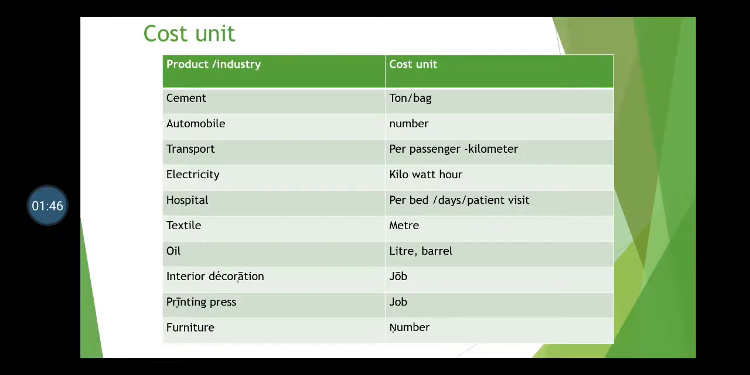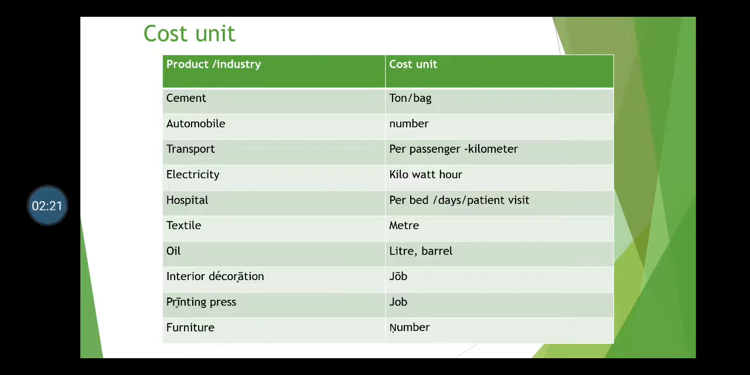Now let us see the cost unit of certain products or certain industries. For example, cement. How is it measured? Cement is measured per ton, per kilogram or per bag. Automobile, it is measured per number. Now transportation, how is it measured? It is measured per passenger kilometer. If it's only per passenger, the ticket rates would be the same. It's not the case. It is for each passenger as well as the distance travelled by the passenger.